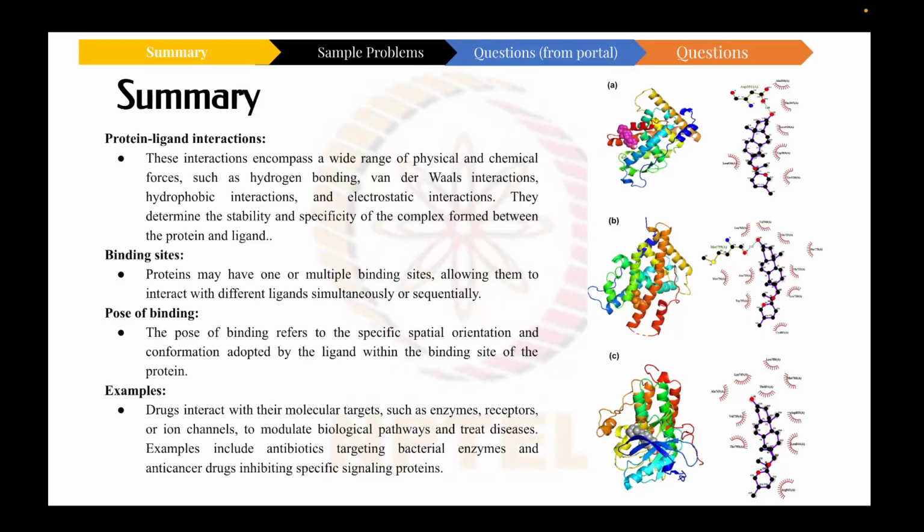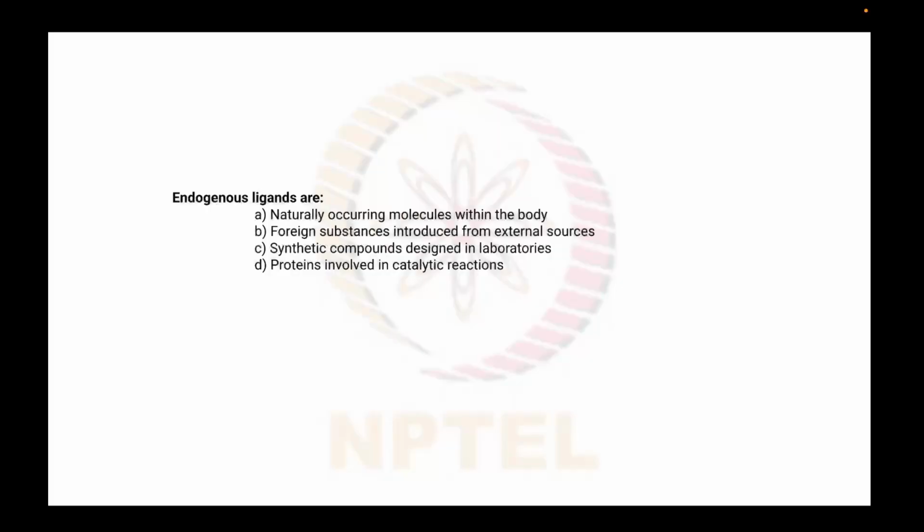Drugs interact with their molecular targets such as enzymes, receptors, or ion channels to modulate biological pathways and treat diseases. The examples also include antibiotics targeting bacterial enzymes or anti-cancer drugs inhibiting specific proteins.